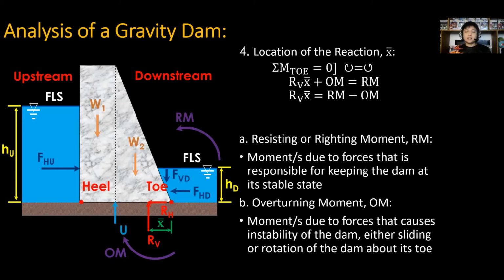Transpose OM to the other side and divide by RV. Therefore, X bar is equal to RM minus OM over R sub V.